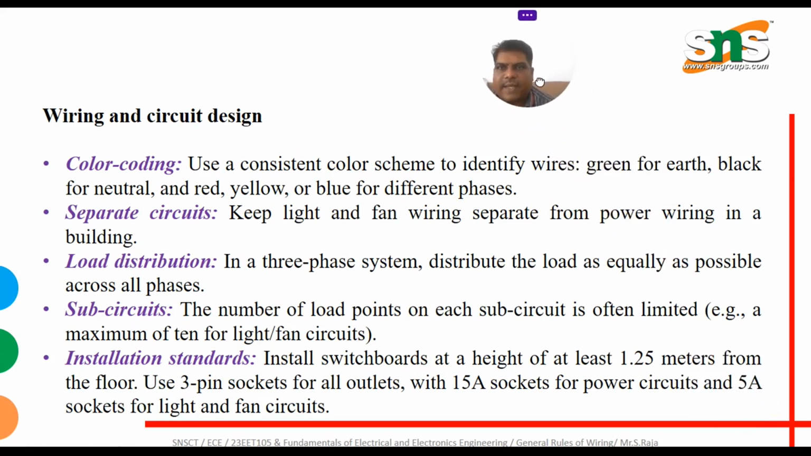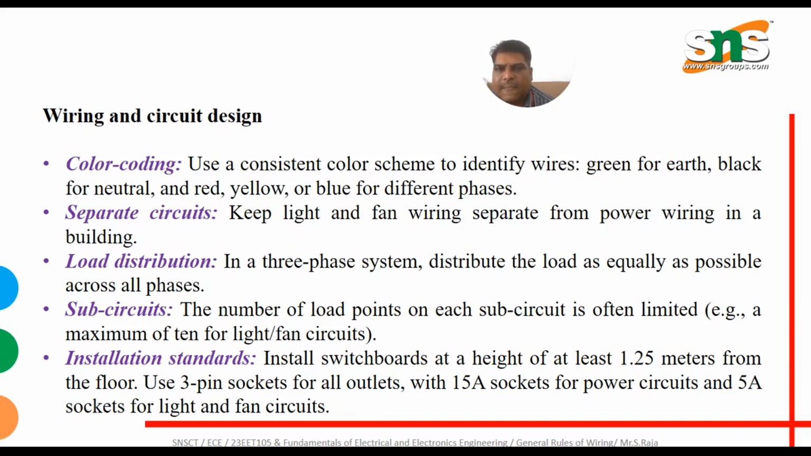The next one is wiring and circuit design. Color coding. Use color coding schemes to identify wires, such as green for earth, black for neutral, and red, yellow, blue for different phases. Separate circuits. Keep light and fan wiring separate from power wiring in a building. Load distribution. In a three-phase system, distribute the load as equally as possible across all phases.